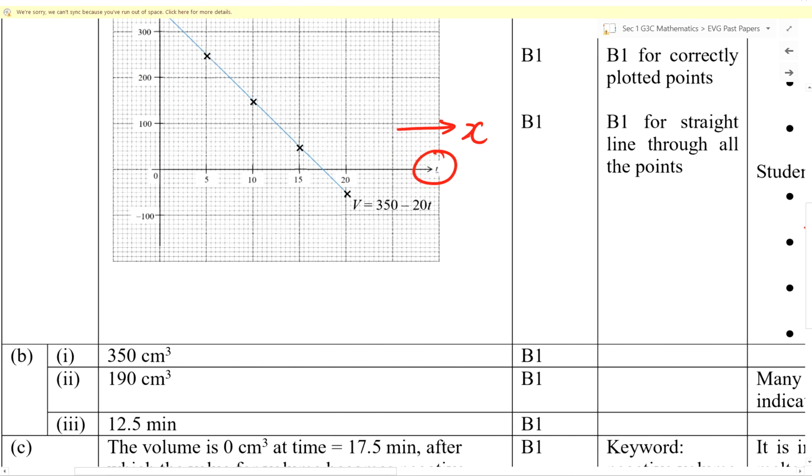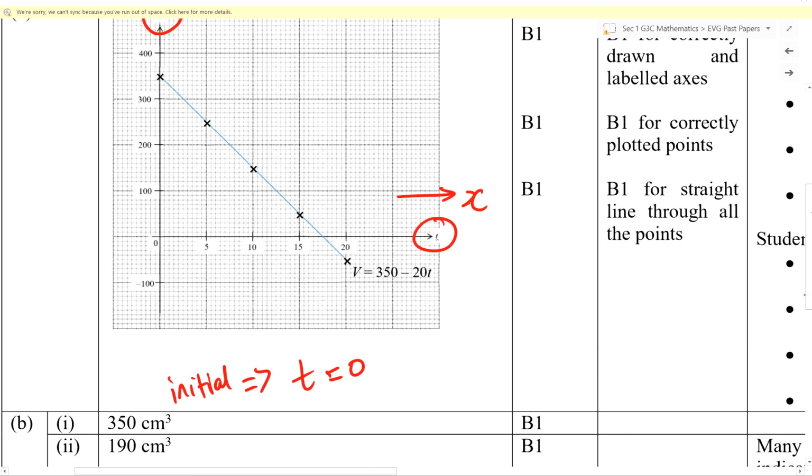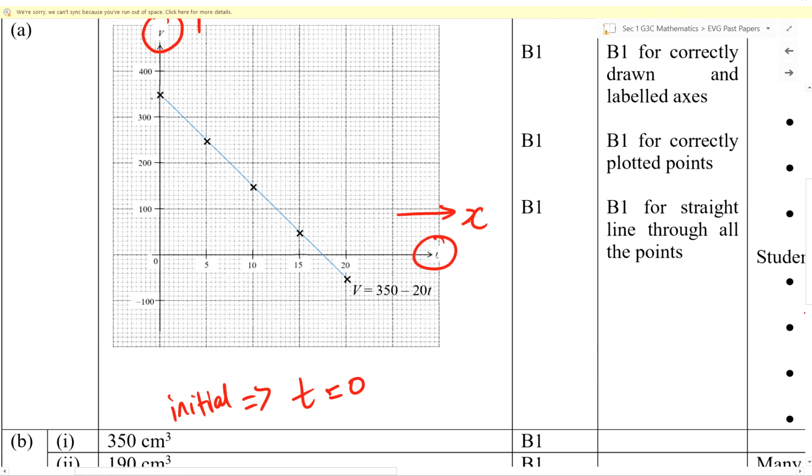So now, for B part 1, they are asking us for the initial volume of the ice cube. So at the start, initial means time equals to 0. When time equals to 0, let's see what the volume is. It is exactly 350 cubic centimeters.